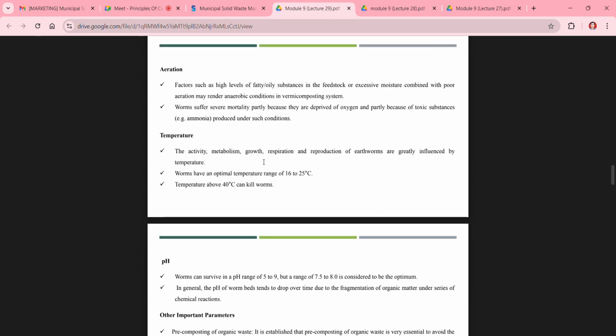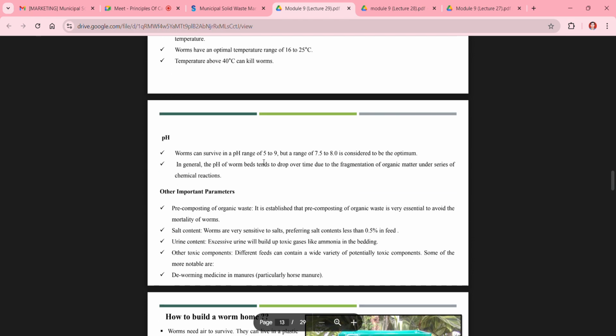Then coming to the temperature, the activity, metabolism, growth, respiration, and reproduction of earthworms are greatly influenced by the temperature. An optimal temperature of around 16 to 25 degrees Celsius is required for the proper vermicomposting process and for the survival of these worms. A temperature above 40 degrees Celsius can kill these worms, which will affect the vermicomposting process directly.